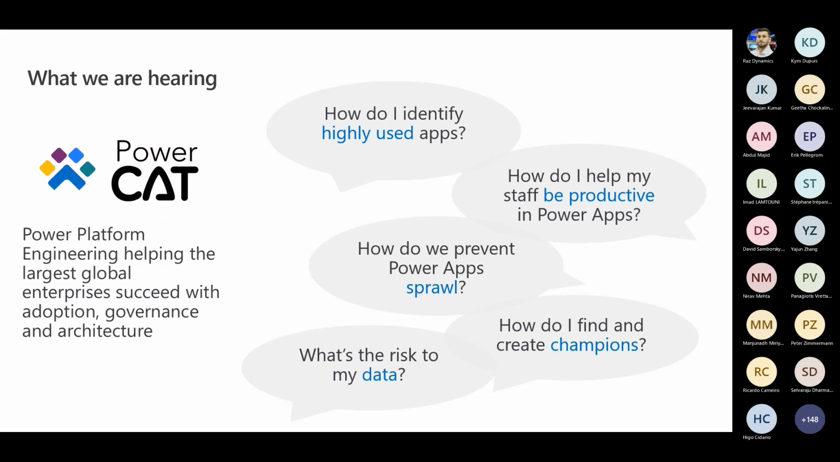Like how do I identify apps that are very highly used? How do I identify apps that aren't used at all anymore, or where the maker has left the organization and left that app behind? How do I prevent that Power App sprawl and make sure that everyone is productive, working with Power Apps, but also preventing that risk to data and keeping my environment secure and my tenant, my data secure. And then kind of on the other end of the spectrum also, how do I find my champions, my success stories that I can highlight to my organization to encourage further adoption of the Power Platform?